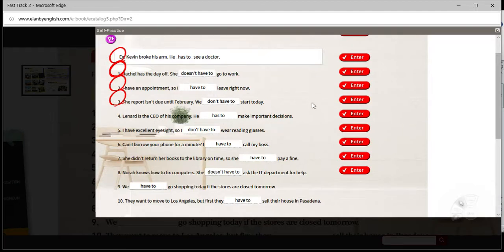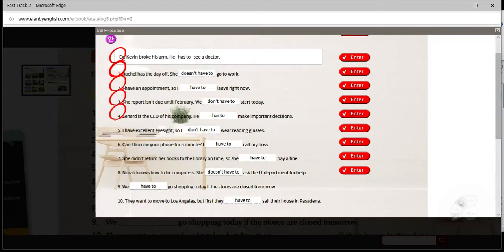Number 6, can I borrow your phone for a minute? Can I use your phone? I have to call my boss? I don't have to? If he doesn't have to, it's not necessary. Therefore, the answer is no. Can I borrow your phone? Usually people do that only in emergencies for necessary things. So this must be necessary. So I have to call my boss. So number 6, good.